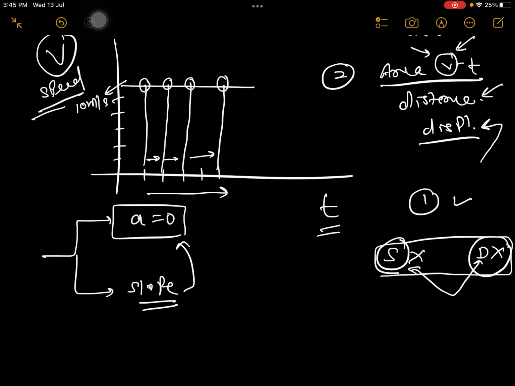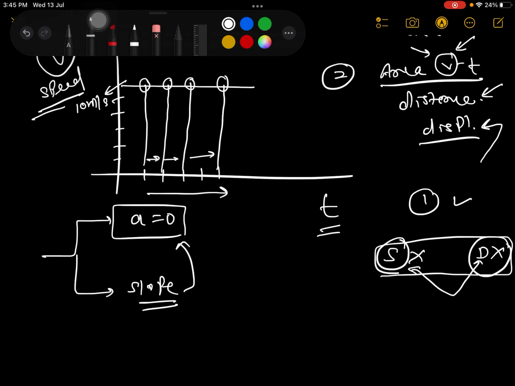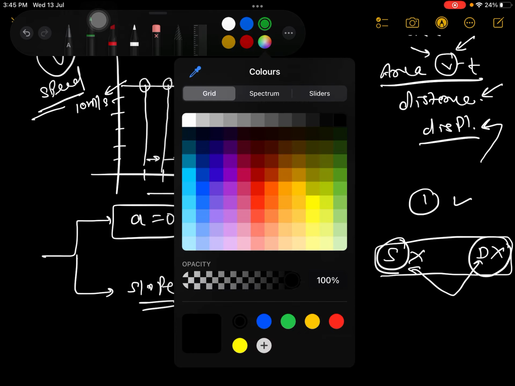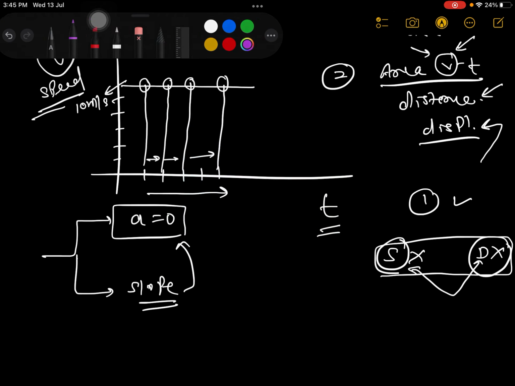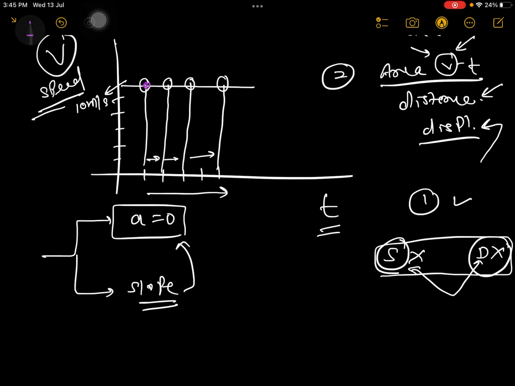For that, what will you do? Very simple approach. I'll change the color. I'm taking this color. At this point, if you draw the slope, it will be this kind of line. This line is parallel to the x-axis, so it does not make any angle. So the angle made by this line with the x-axis, theta, is equal to 0. So tan theta is equal to 0. So you got your slope 0.